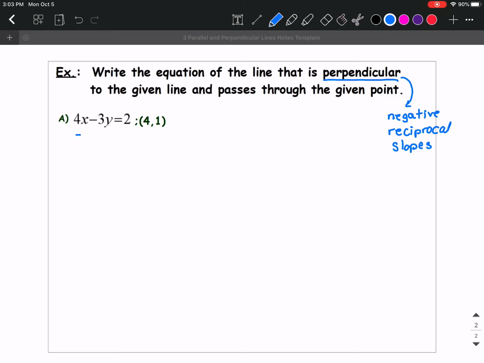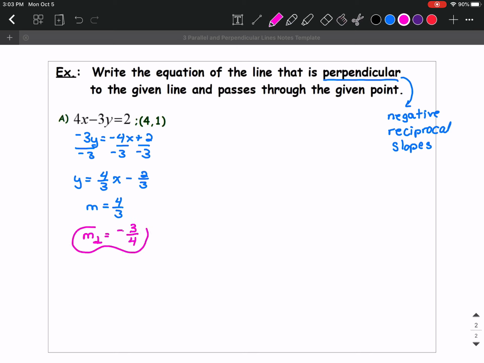So we're going to subtract the 4x. Then we're going to divide by -3. So y equals 4/3 x minus 2/3. The slope of this line is 4/3, but we don't want that slope. We want the slope of the perpendicular line, which would be the negative, change the sign, and reciprocal, flip it over. So our slope is -3/4, and it passes through this point where x1 is 4 and y1 is 1.